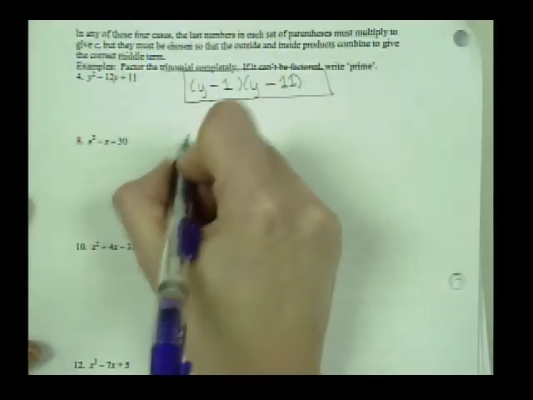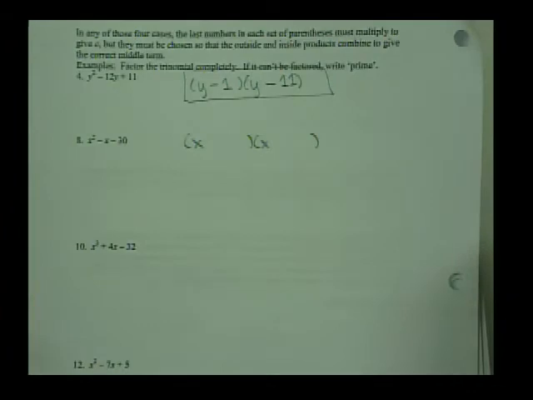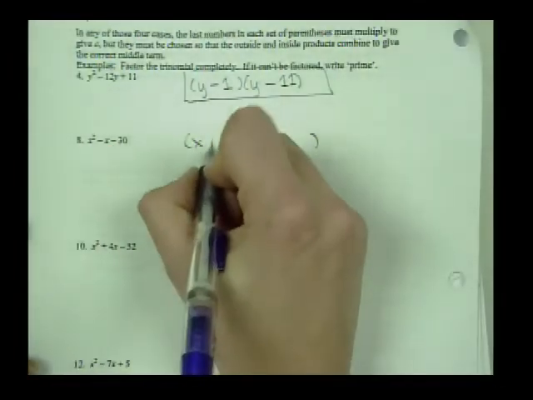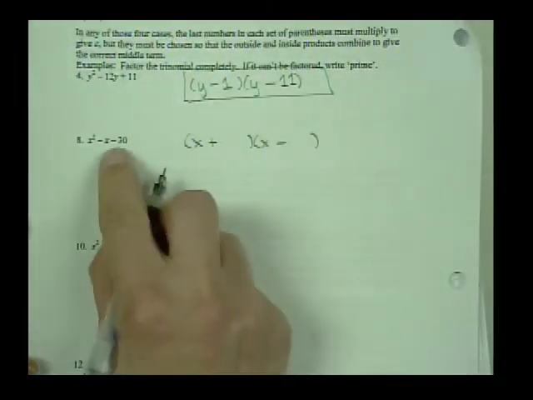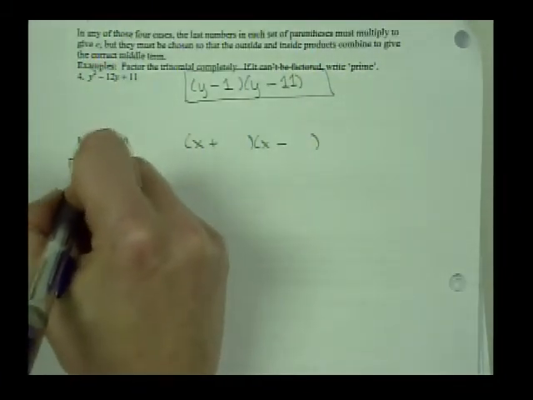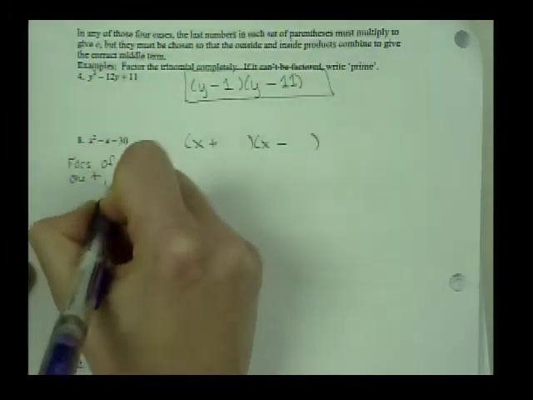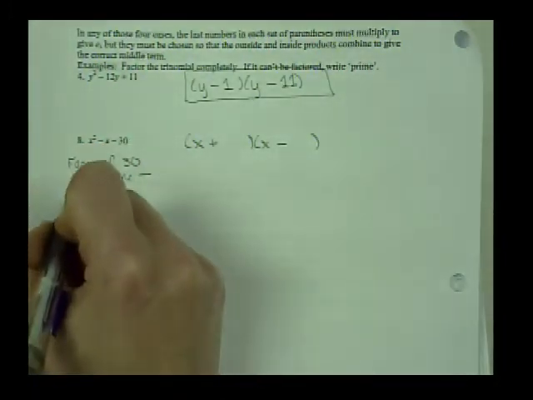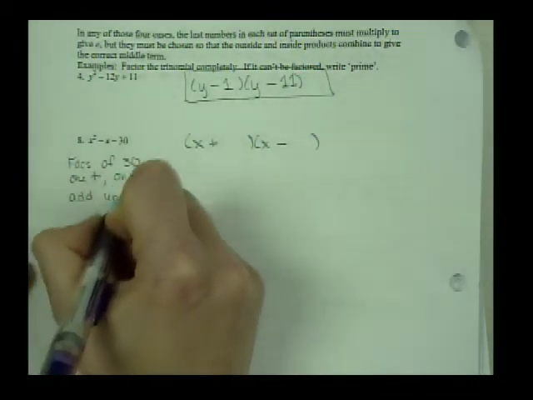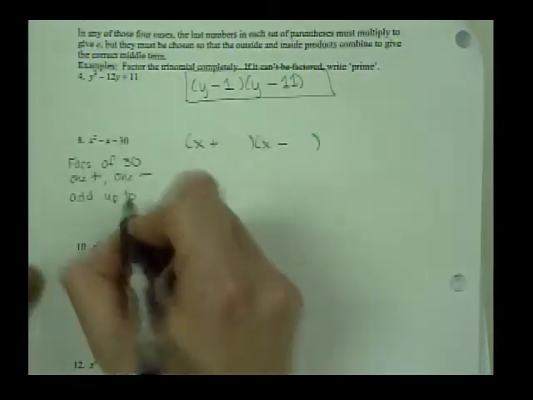Okay, so 8, it's going to be x and x. What are our signs? Two pluses, two minuses, one of each? One of each. If the last one's negative, we always have one plus and one minus. So we want to find factors of 30, one positive and one negative. And what do they have to add up to? Right, add up to negative 1, the coefficient of the middle term.